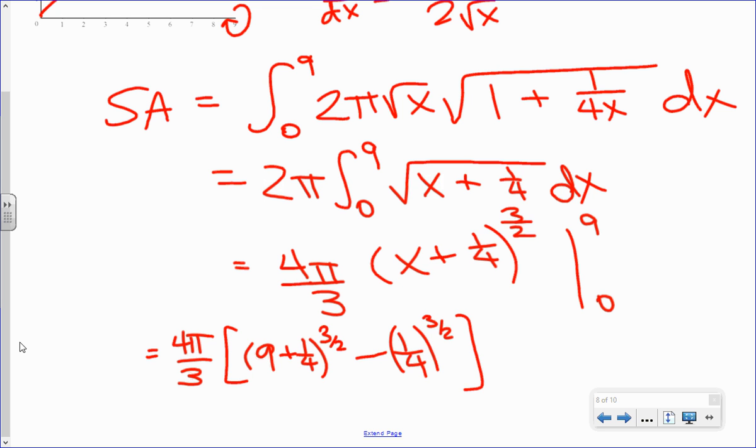Or Siri. I don't think Siri can do this. Ask her what is 9 plus 1/4 to the 3/2 power. What is 9 plus 1/4 to the 3/2 power?